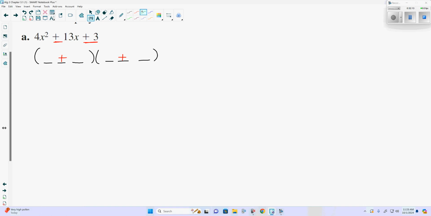So we have the steps 1, 2, and 3. Now we're going to look at step number 4, the factors of the first and third term. Now the factors of the first term, we have 4x squared. So we'd have 4x, so x times 4x. I like to put the smaller one first. So 1x times 4x. Then we'd have 2x times 2x.